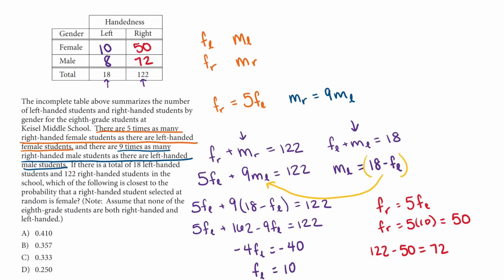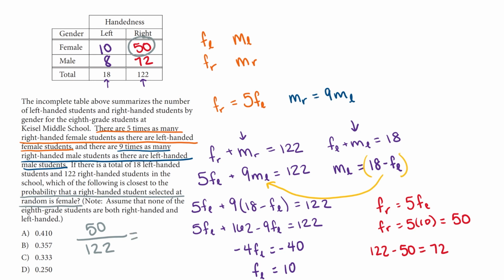So now we can solve this last part of our problem, which is really what they're looking for. What is the probability that a right-handed student selected at random is female? So we know that there are 50 female right-handed students. And we know that we're selecting only from our right-handed students, which means we're going to divide this by 122. We don't need to consider the total.